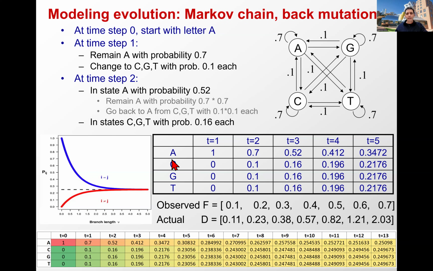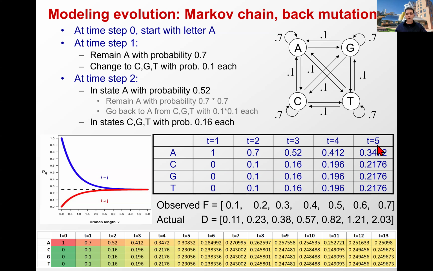In other words, I can stay at an A by changing to a C and back into an A. And therefore, my probability of staying in A is not just 0.7 squared, which would be 0.49, but instead it's 0.49 plus 0.1 times 0.1, for each of the three other letters, where I basically switch from an A to a C and back into an A. That's 0.1 squared, that's 0.01. At short evolutionary distances, it doesn't matter at all, or at least it matters very little.